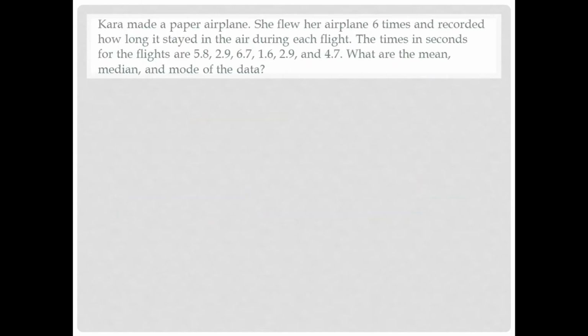For example, Kara made a paper airplane. She flew her airplane 6 times and recorded how long it stayed in the air during each flight. The times in seconds for the flights are 5.8, 2.9, 6.7, 1.6, 2.9, and 4.7. What are the mean, median, and mode of these data? So first, how many numbers do we have here? 1, 2, 3, 4, 5, 6. 6 numbers. So first find the mean.